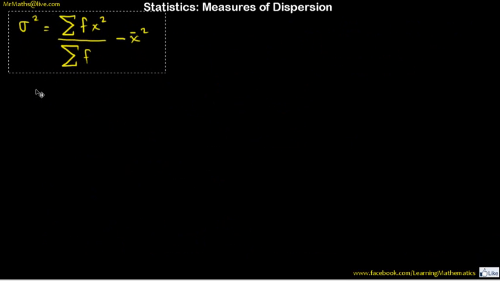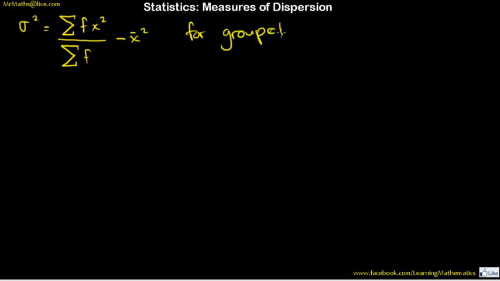Okay, how do we use this? Let's see. By the way, this formula is being used for group data only. This is for group data. Previously the two formulas were used for ungrouped data. So this is used for group data. Let me show you what group data means.